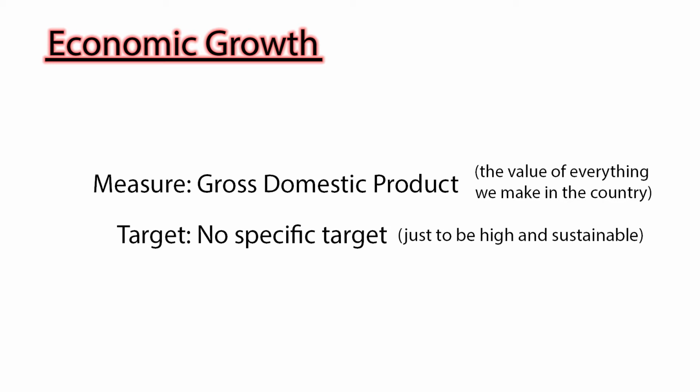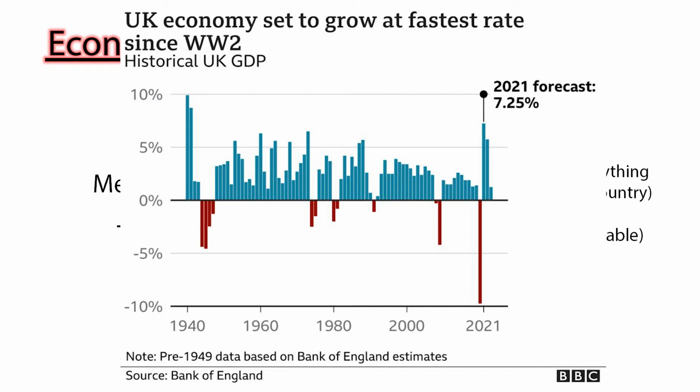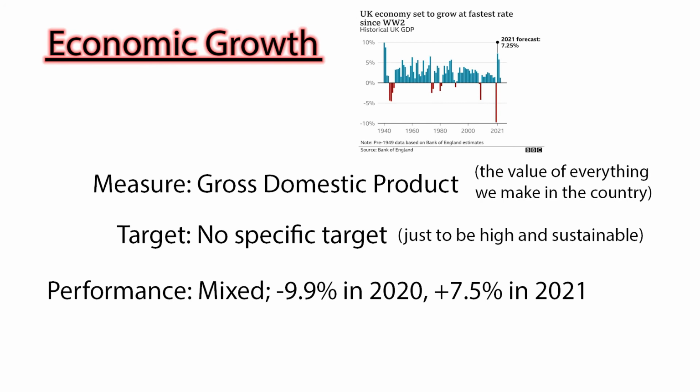In the UK at the moment, GDP is a bit in flux. In 2020, with the coronavirus pandemic and the lockdowns, we actually had negative 9.9% growth, the worst in about 300 years. However, in 2021, we're predicted to have growth of positive 7.5%, which would actually be one of the best years since the end of World War II. So, as you can see, our performance at the moment is a bit in flux.